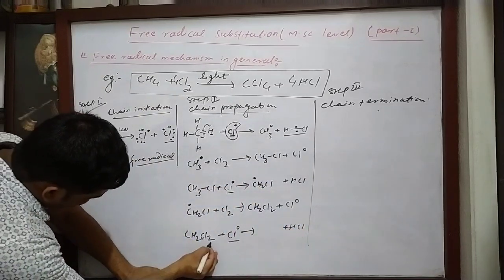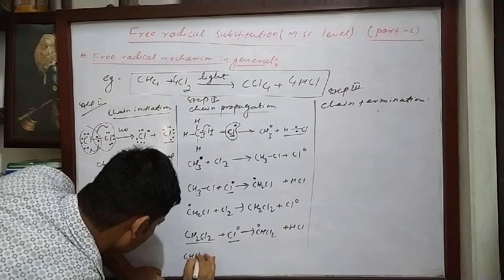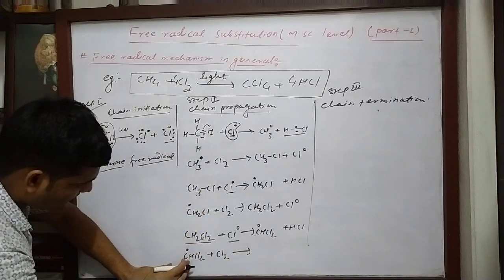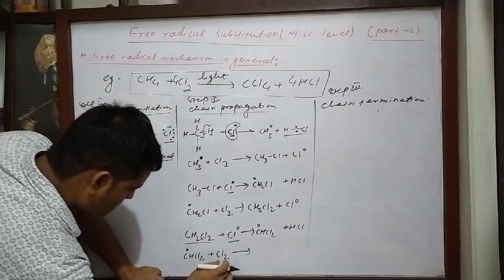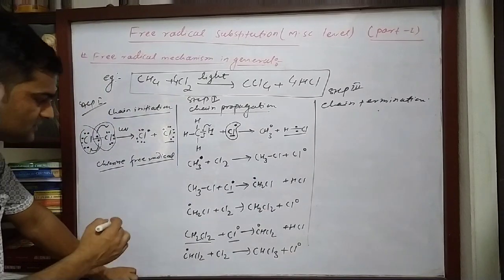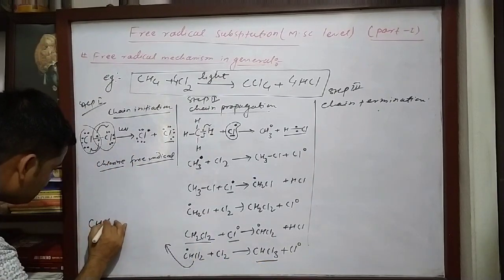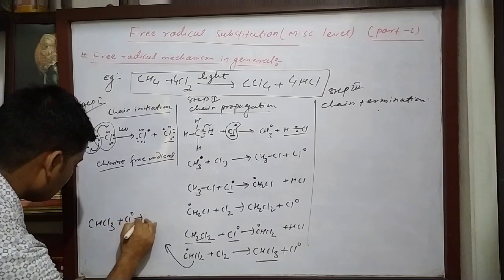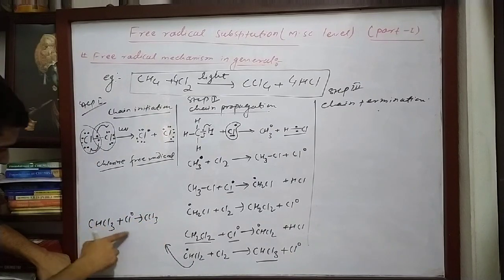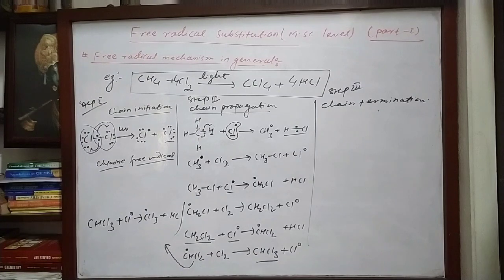When one hydrogen is removed from this species, it gives CHCl2 radical. This radical again combines with a neutral halogen molecule and abstracts one halogen from this neutral species, giving CHCl3 plus Cl radical. In the next step of this chain propagation, CHCl3 is neutral, and the Cl radical abstracts hydrogen from it, giving CCl3 radical plus HCl. This is chain propagation in CH4.